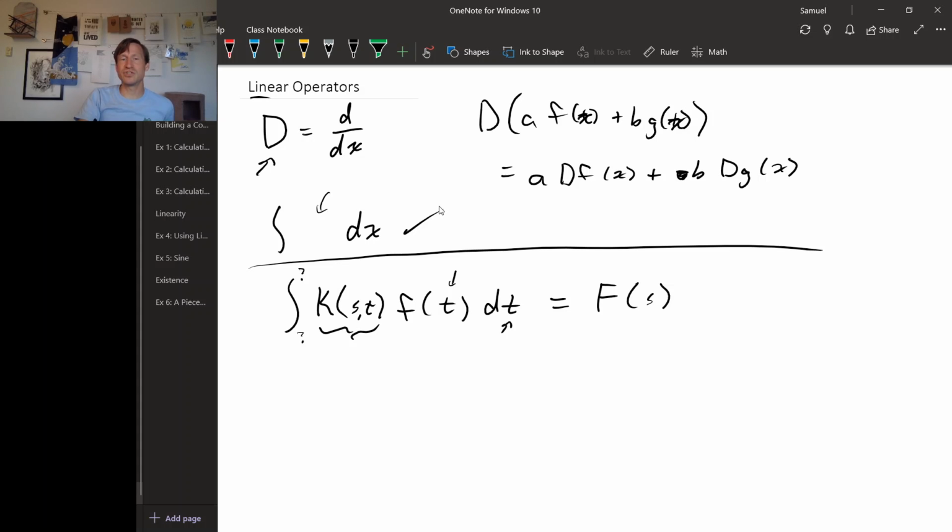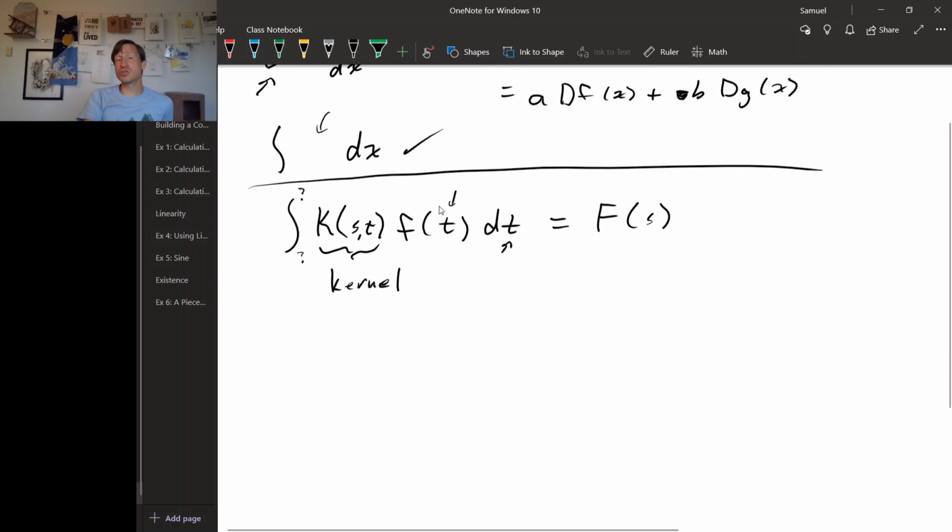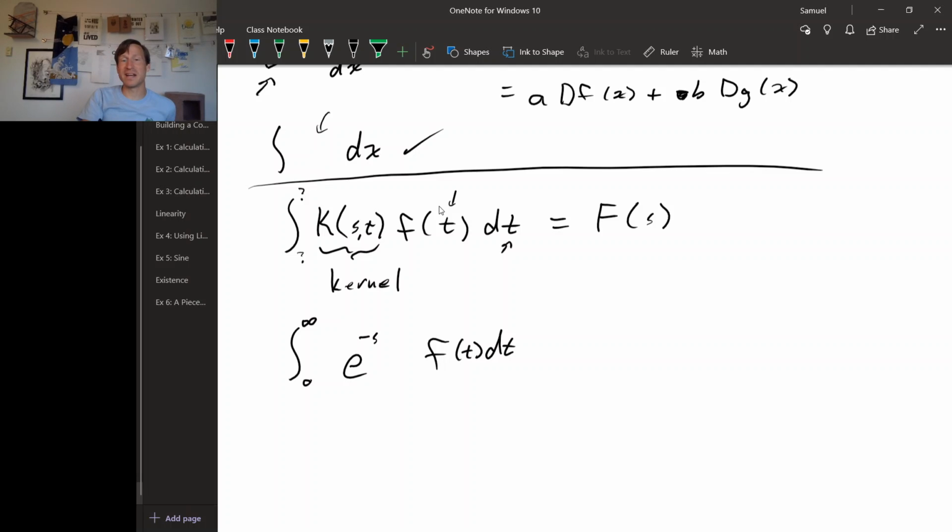You can put in, once you've chosen your function k, you can put in any function f and you get capital F. So k together with the bounds determine what this transformation is doing, and k is called the kernel of the transformation. There's one particular choice for a kernel that turns out to be very convenient for working with differential equations, and it's this choice. So first of all, the bounds are going to be from 0 to infinity. And the kernel that turns out to be very nice for differential equations, at least one of them, is e to the minus st.